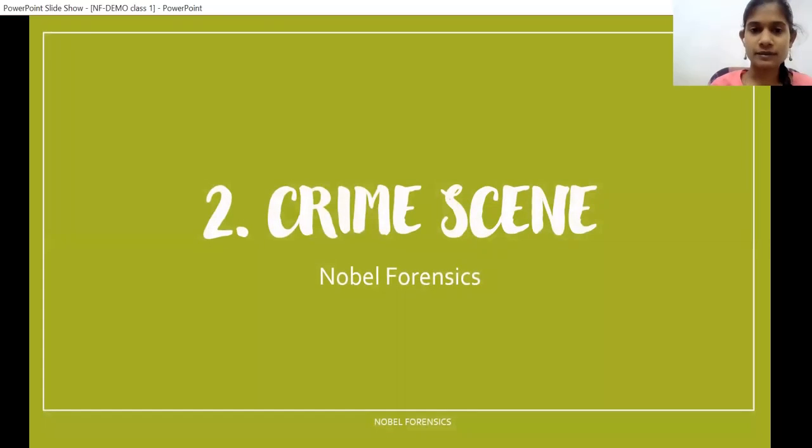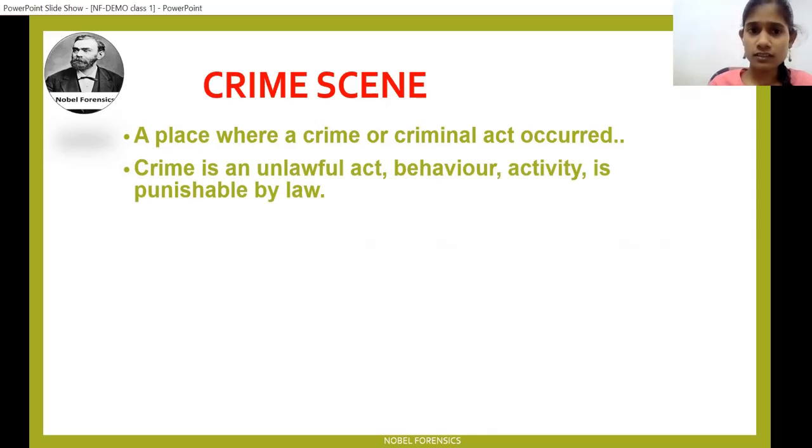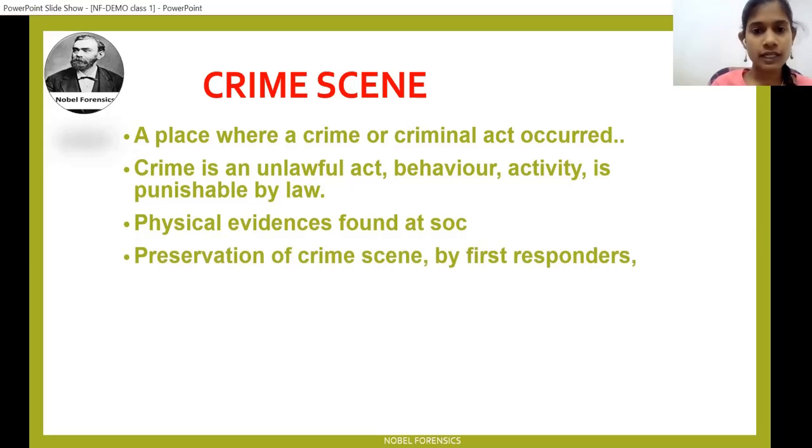Then coming to the crime scene. The simple definition of a crime scene is a place where a crime or criminal act occurred, or was reported. But it is not just the place where the crime occurred, but also where the physical evidence related to that particular crime is found. That is also a crime scene, because not every crime scene is limited to one scene. It may extend to one or more scenes, that is, a primary crime scene, a secondary crime scene, and so on. Major physical evidence is found at the scene of crime.